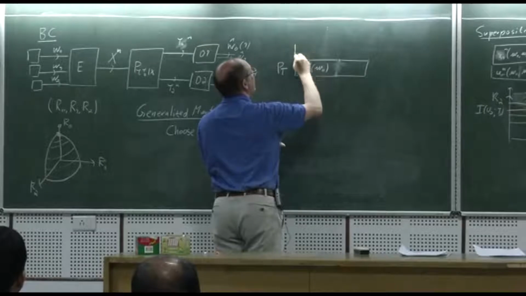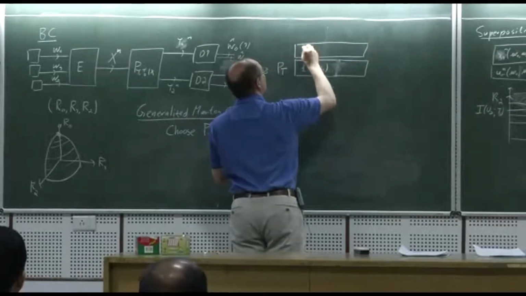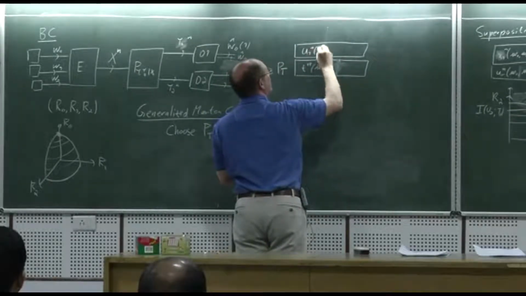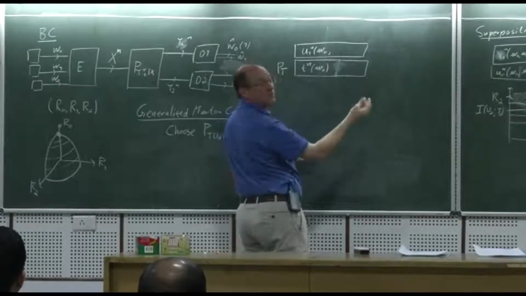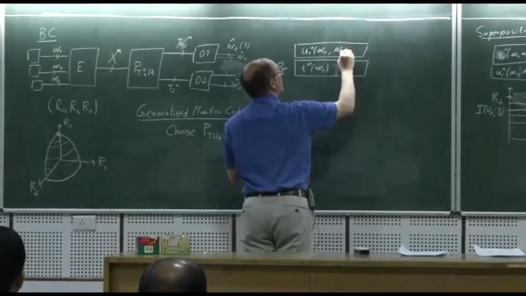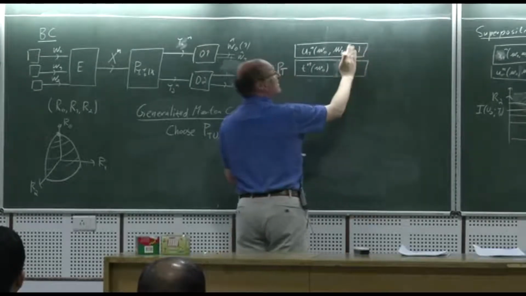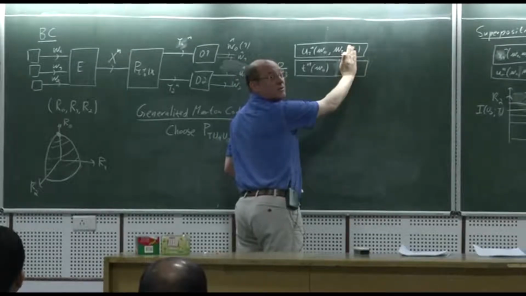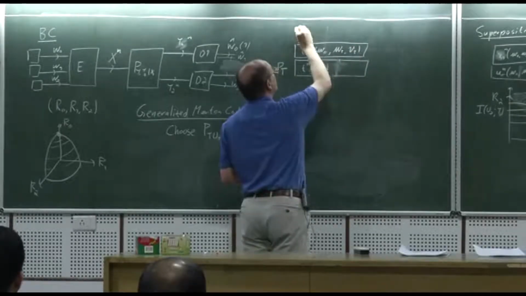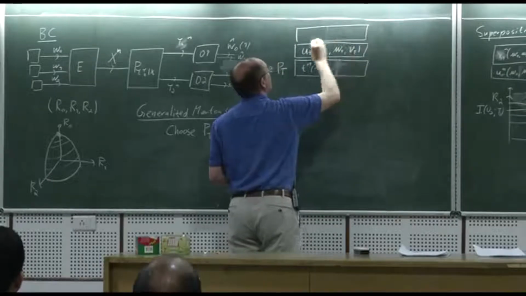So what we have here is then going to be a U1^n with W0 and then two indices, W1, V1, right? If we didn't have this, it would be pure superposition coding, right? And now we're just making the codebook larger. We do the same thing here.